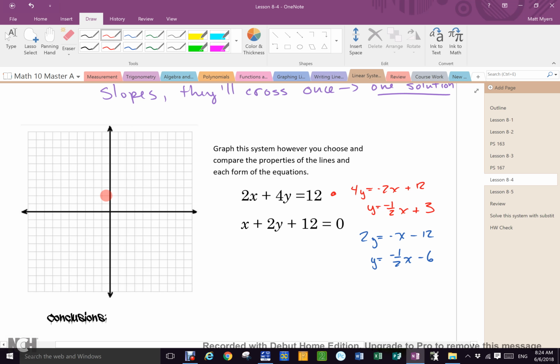Then I graph them. 1, 2, 3. Down 1 over 2, down 1 over 2, down 1 over 2, and so on. And I get that line, yeah? Blue one starts at negative 6. 1, 2, 3, 4, 5, 6. Down 1 over 2, down 1 over 2, down 1 over 2, down 1 over 2. And I get that line. What's going to happen?